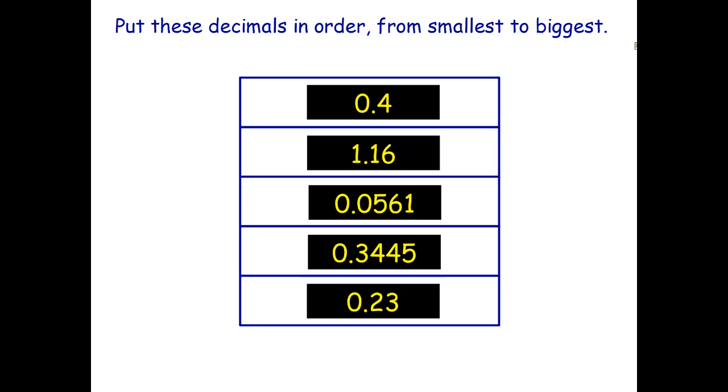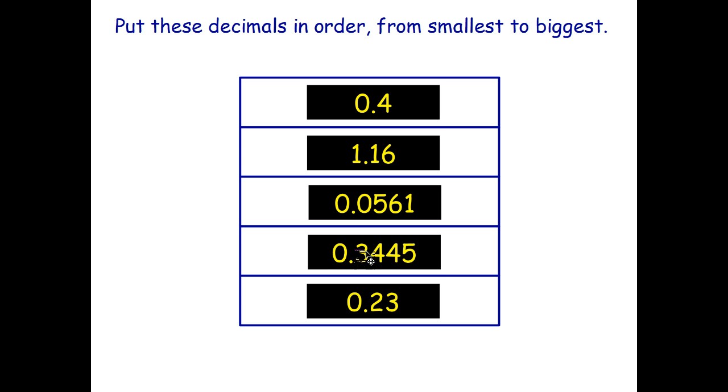Okay, so the question here is: put these decimals in order from smallest to largest. Now a really common mistake that students make when they're first starting to do this is they look at how many digits there are, and they want to say because that has 4 digits, that's going to be the biggest number. And if it wasn't for the decimal place, they'd be correct. But in this case, you can't just count the number of digits.